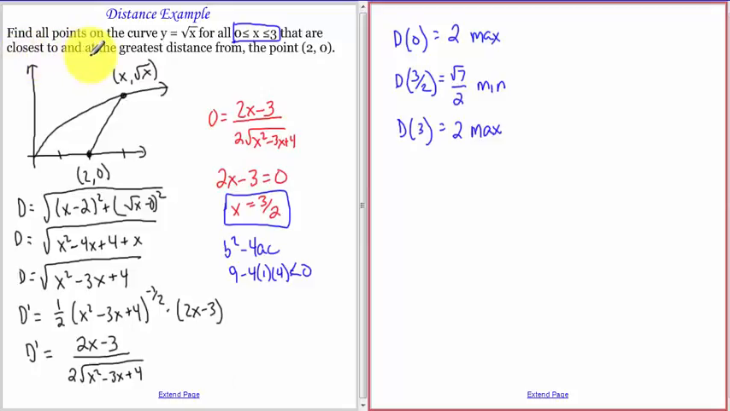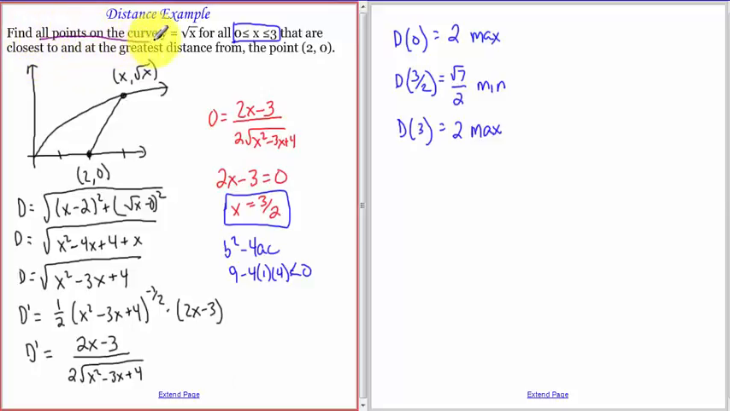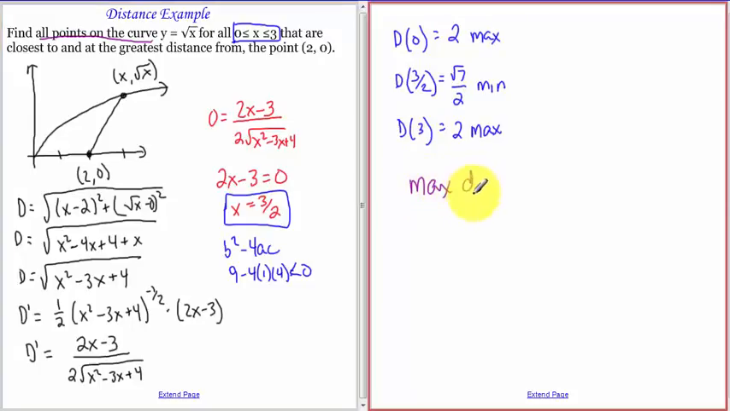For our question, we need to know all points on our curve. So I know the x coordinates, so our max distance points are 0 and something, and 3 and something. When I plug those values in, because they have to be on the curve, if I plug 0 in for x, I get a 0 there. When I plug in 3 for x, we get root 3.